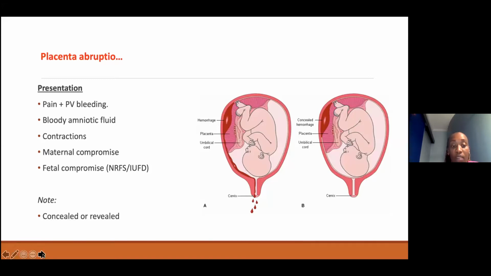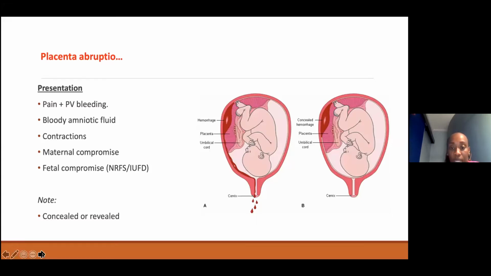We can also have maternal compromise. And this is very important because you may find a patient with a concealed hemorrhage, there's no blood showing, or a patient with a revealed hemorrhage, there's minimal blood, but the hemodynamics are out of proportion to what you're seeing. And that is because you are not seeing everything. So maternal compromise is very important. So all vitals in labor ward, on admission with any bleeding becomes very crucial.